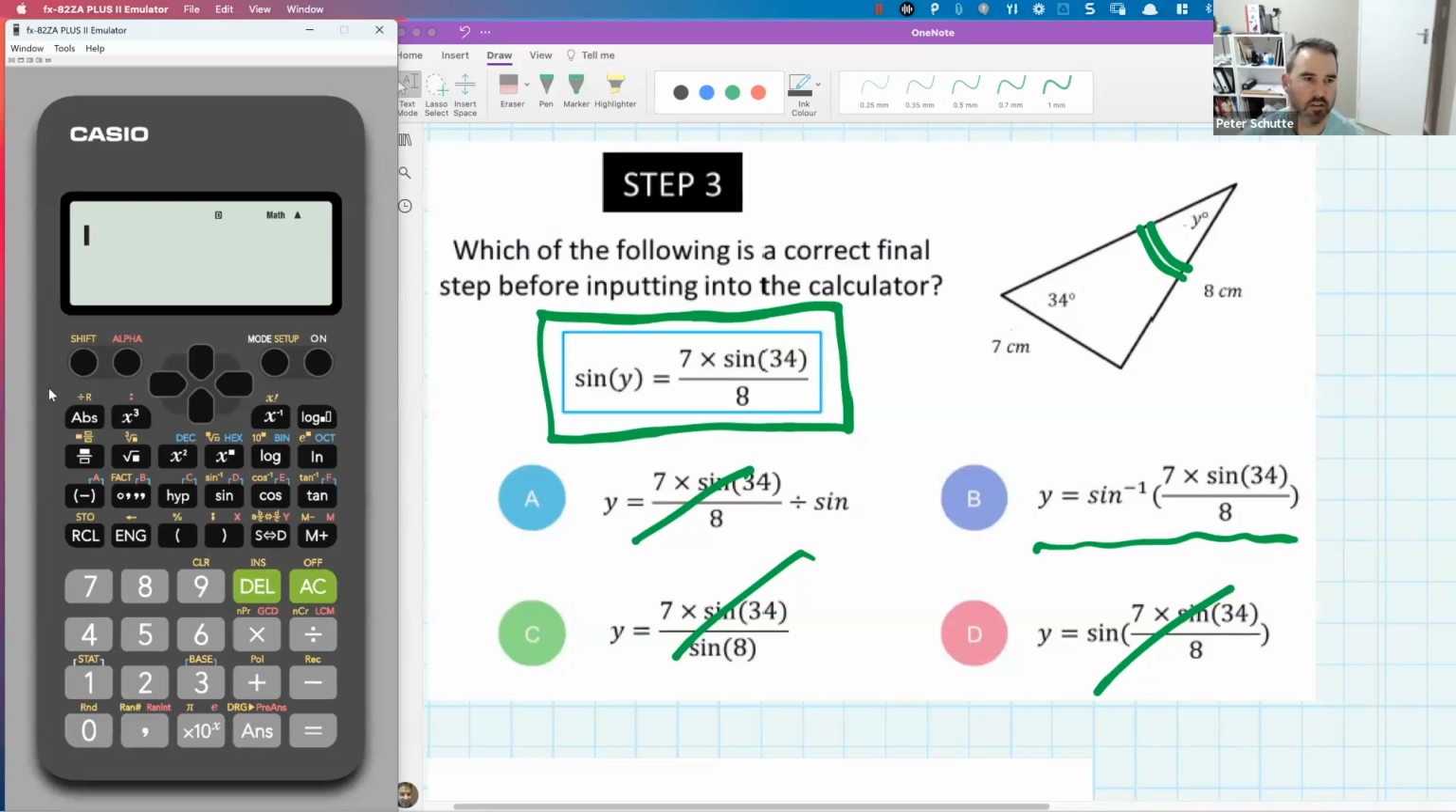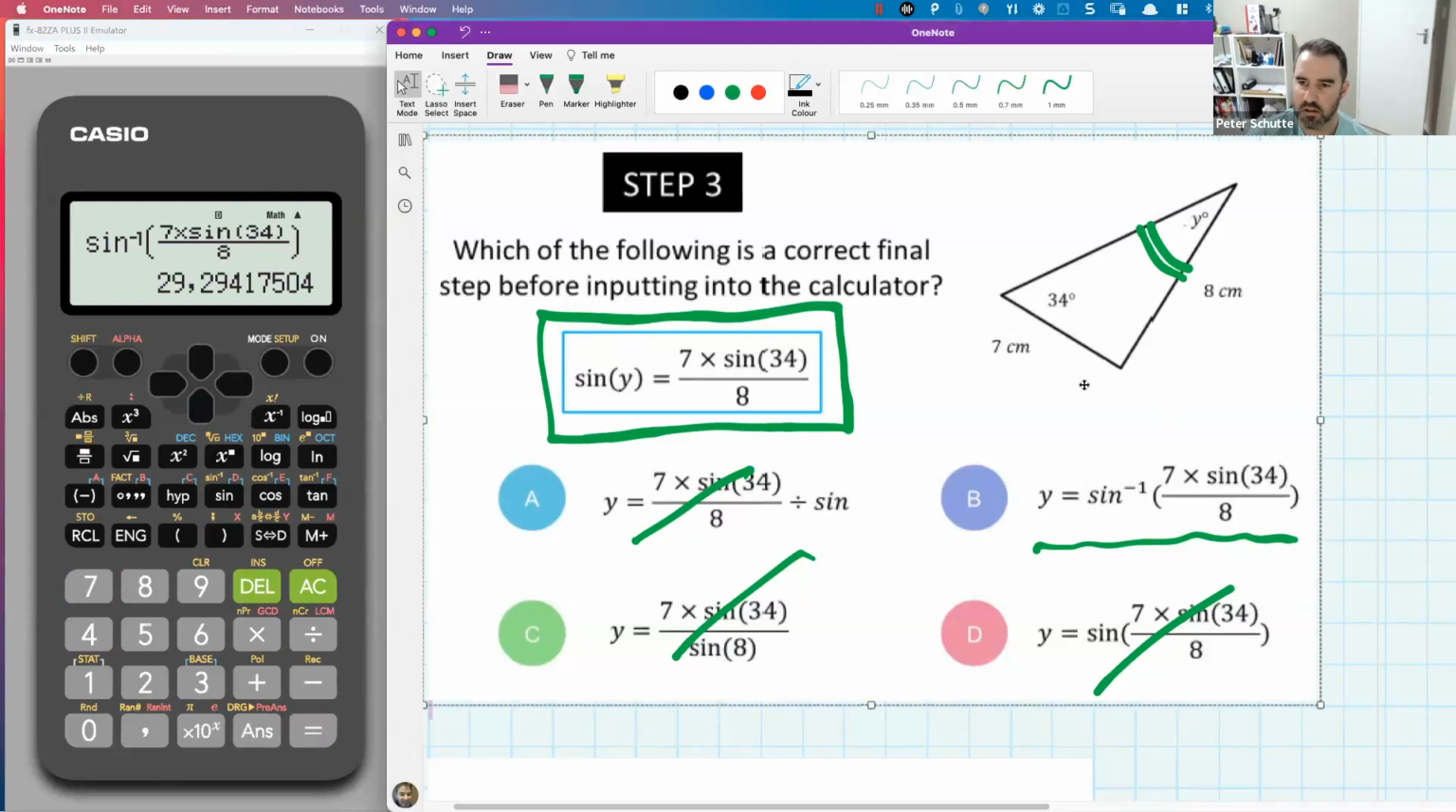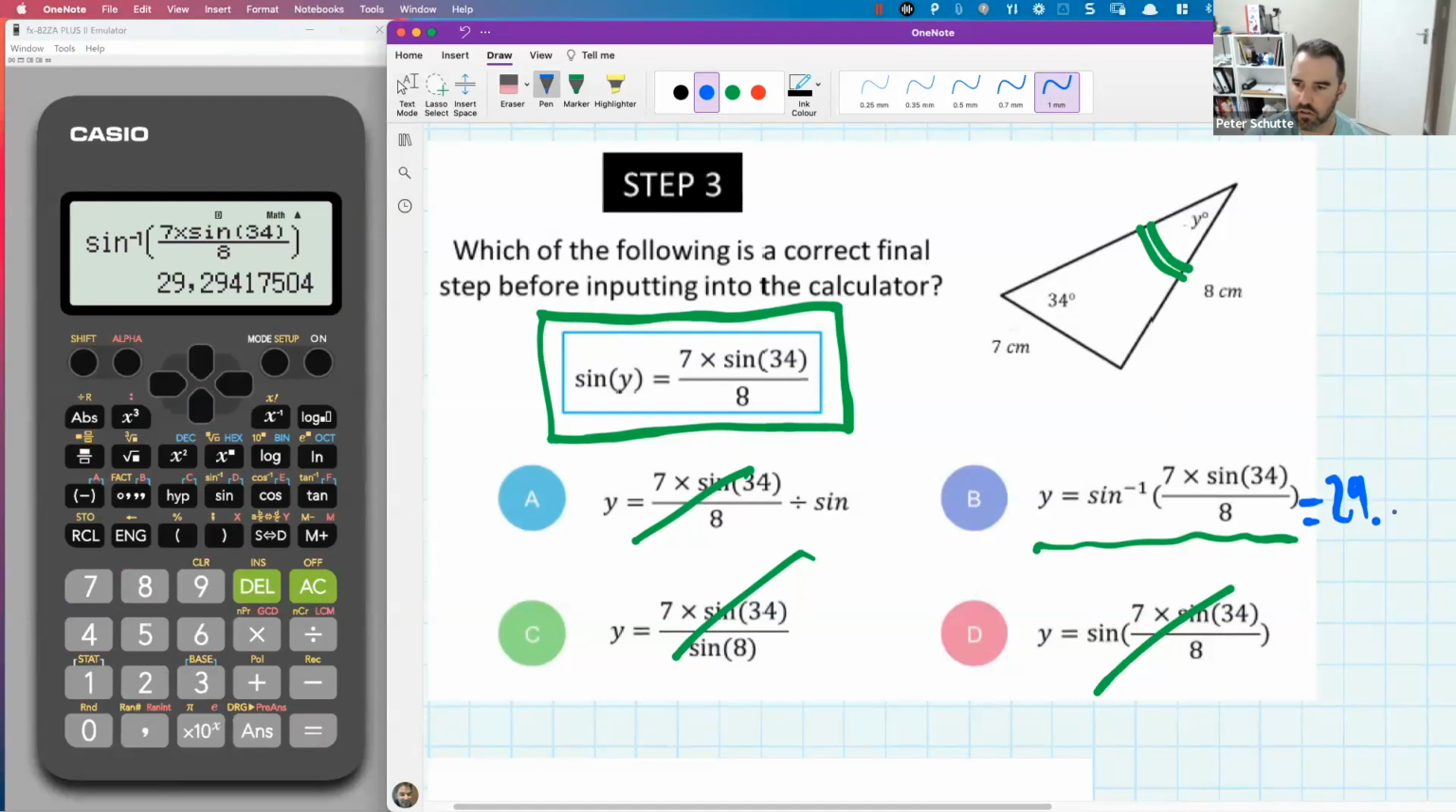What are we going to get? So what do we get? I get 29.29 degrees. And that's what the y up there is going to be.